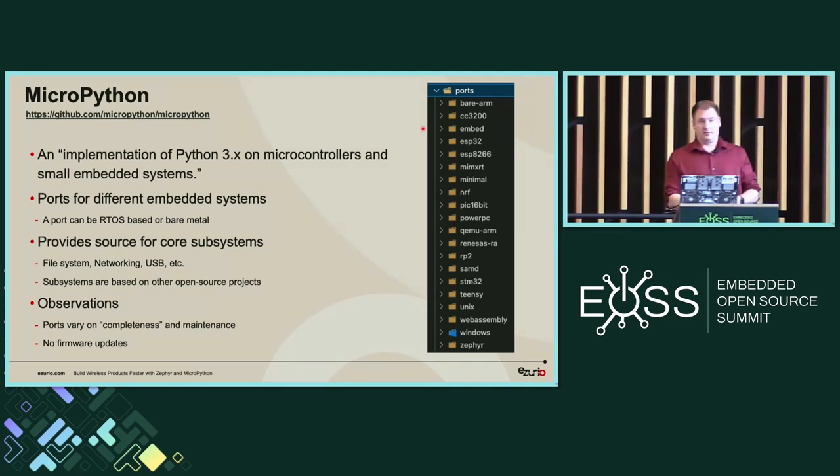MicroPython provides the source for all the core subsystems that are used, for example, file systems, networking, USB, and many of these subsystems are based on other open source projects. So similar to Zephyr, they're pulling in these other pieces of source code to build upon. One of the problems, as you look through some of these ports, is many of the ports vary on how complete they are. They'll give you some features, but maybe not fully everything you want.